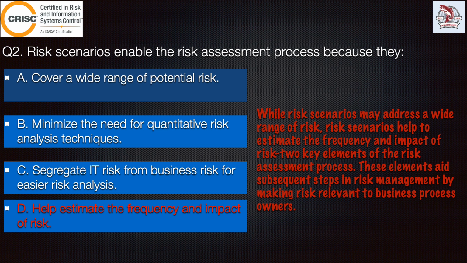Similarly, moving to the next option, option B, which states that minimize the need for quantitative risk analysis technique. This option is incorrect because risk scenarios do not necessarily minimize the need for quantitative risk analysis. Right? Moving on to option C, which states segregate IT risk from business risk for easier risk analysis. This option is also incorrect because risk scenarios can be applied to both IT risk and business risk, and there is no question of segregating the risk. Understood? That's why option D is correct.